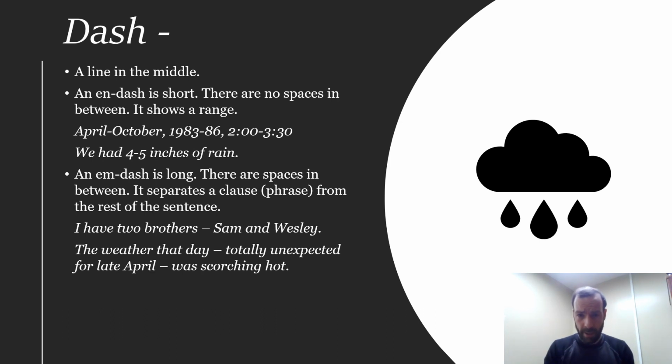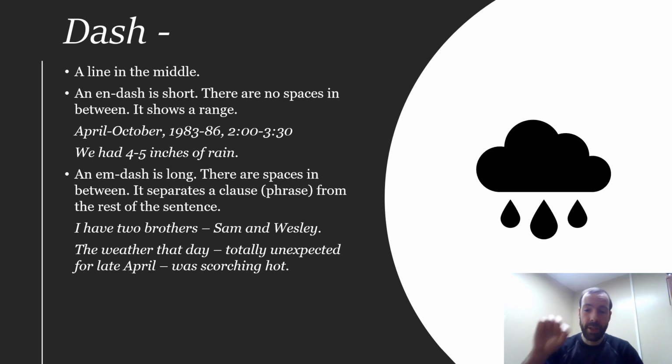2 o'clock-3:30. You can see we often use this for periods of time, right? The start time and the end time. We had 4-5 inches of rain is how I would read the next sentence. Notice that for the dash in between 4 and 5, I read it as to. We had 4 to 5 inches of rain, showing a range of possible measurements.